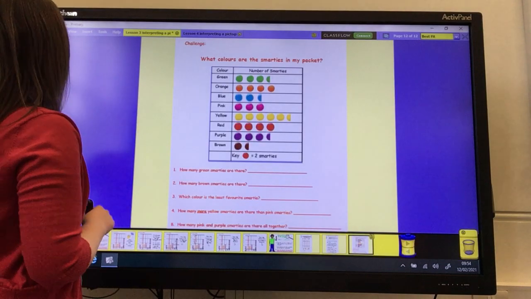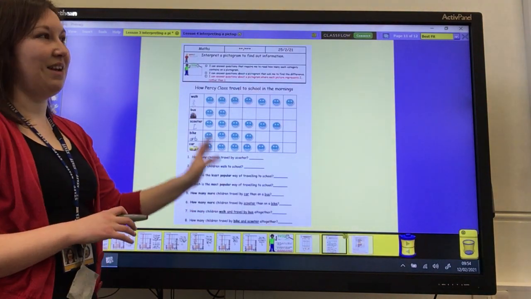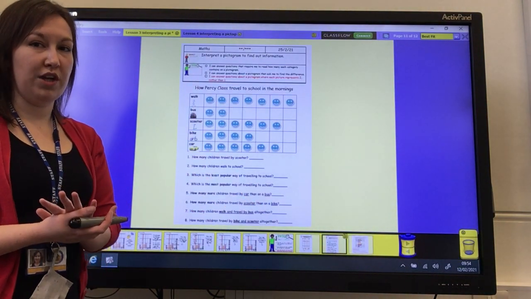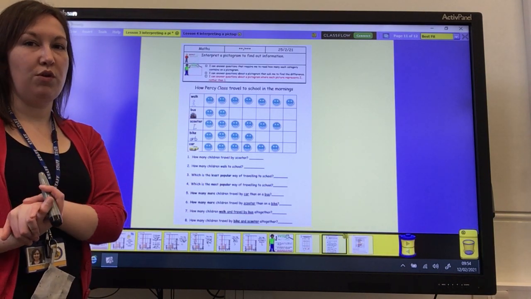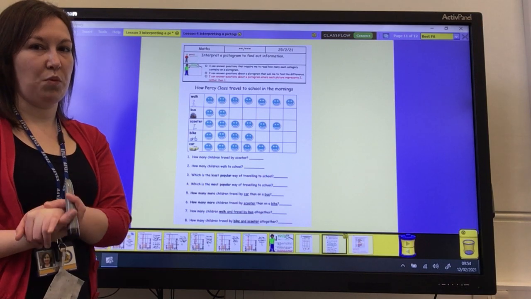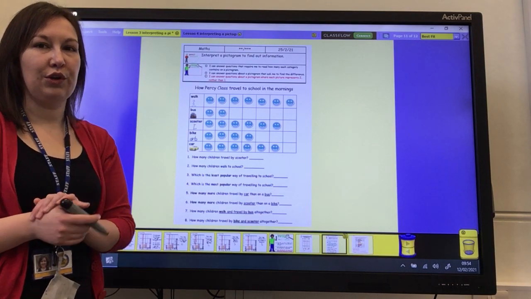So, good luck today if you manage to do the main and the challenge, but don't worry if you don't. If you just do the main, that is perfect, because tomorrow we will be moving on to the challenge type work anyway. So, good luck, year 2.